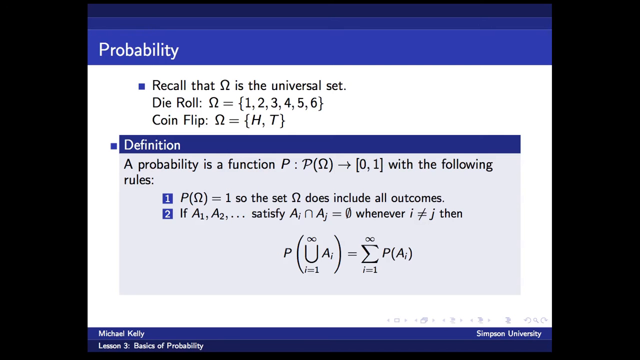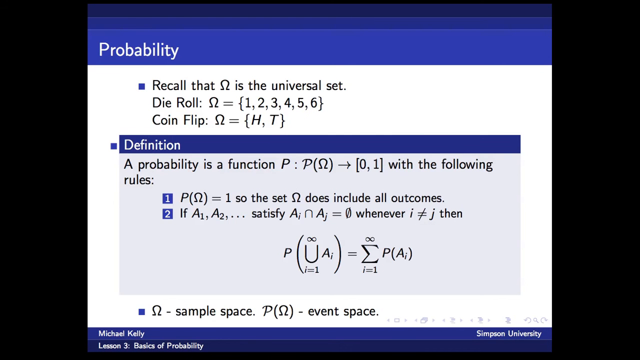The second property says that if we have a sequence of events, A1, A2, A3, A4, and so on, that don't overlap at all, so their intersections are always empty, then the probability that one of those events occurs is the sum of the probabilities of each of those events occurring. That is, the probability that something in that list occurs is the probability of A1 plus the probability of A2 plus the probability of A3. We can just add up their probabilities.